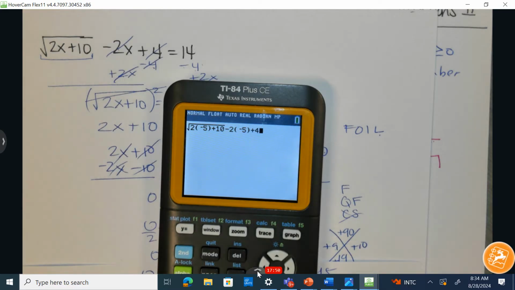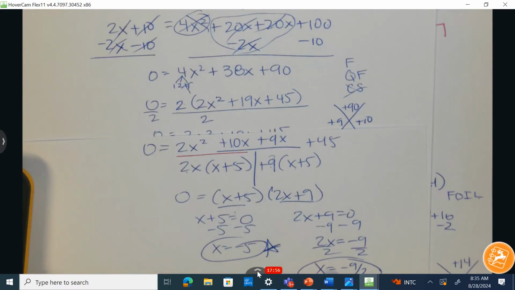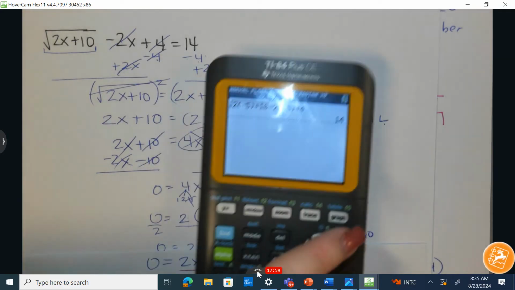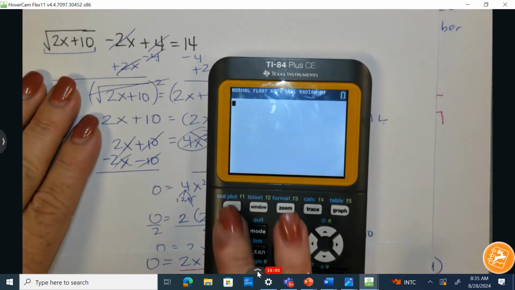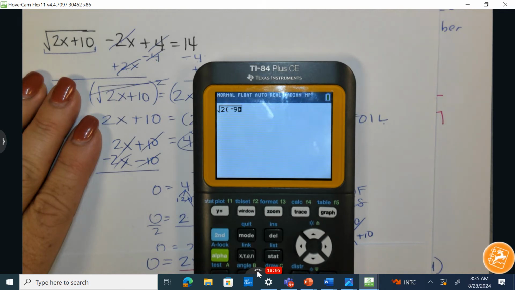Now, how do I know if negative 5 is a correct answer? When I press enter, it must equal 14. It does. I'm going to come down in here and put a star. It means I have checked it, and it works. I'm going to do the same thing right now for negative 9 halves. Square root, you should be doing the same right now at your seat with the calculator.